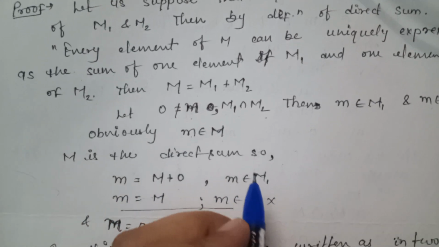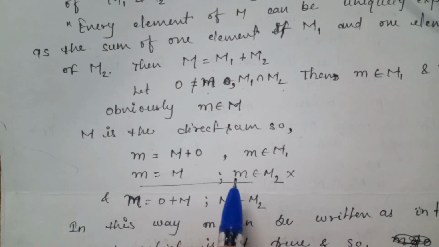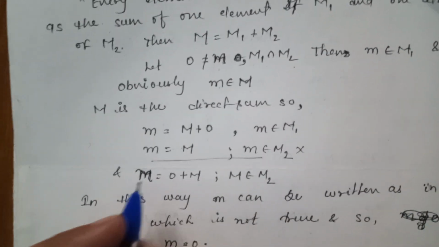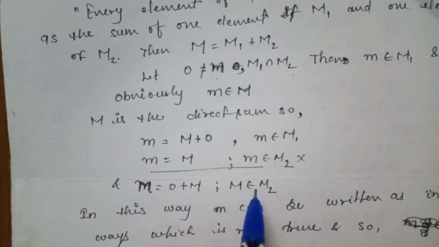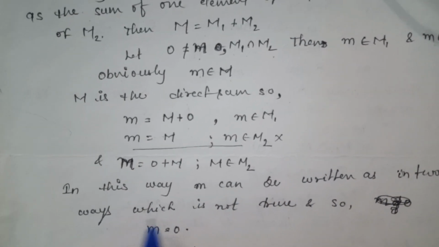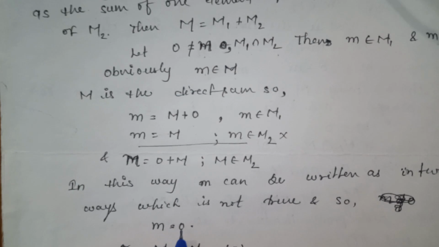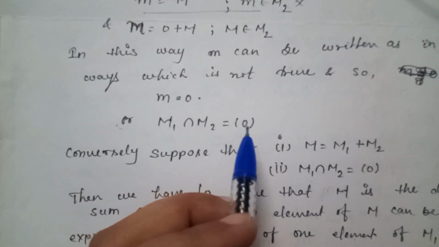Small m belongs to M1 and small m belongs to M2. Now small m is equal to 0 plus m, where m belongs to M2. In this way, small m can be written in two ways, which is not true, and so small m is equal to 0. Hence M1 intersection M2 is equal to 0.